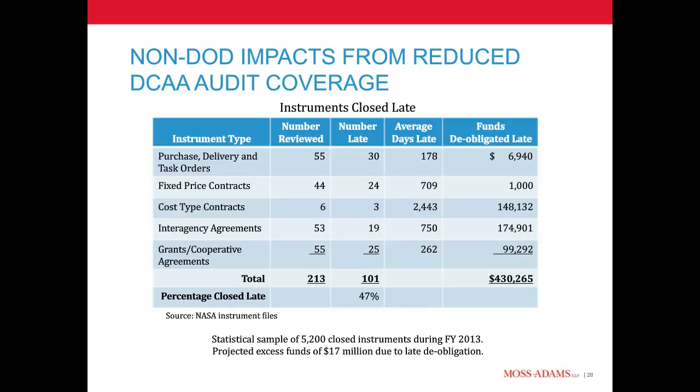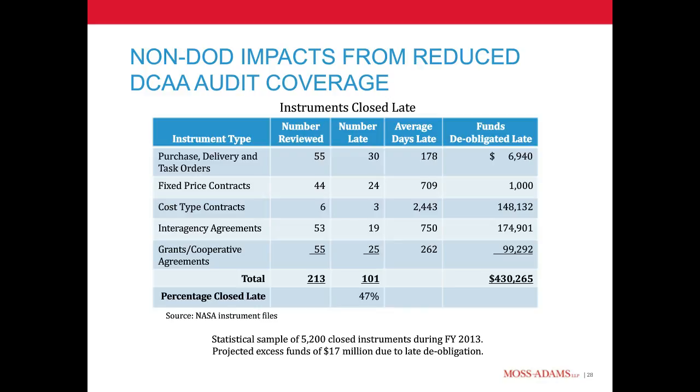So you can see on the table here we have average days late in the third column there, and we can see, well, for task orders, purchase orders, they're 180 days late, but our prior slide said they should basically finish in 90 days, so we're double the limit there. But there's only $7,000 there. But if we look at the high dollar items, we see cost type contracts. Average days late, 2,400, so that's 8 years late.